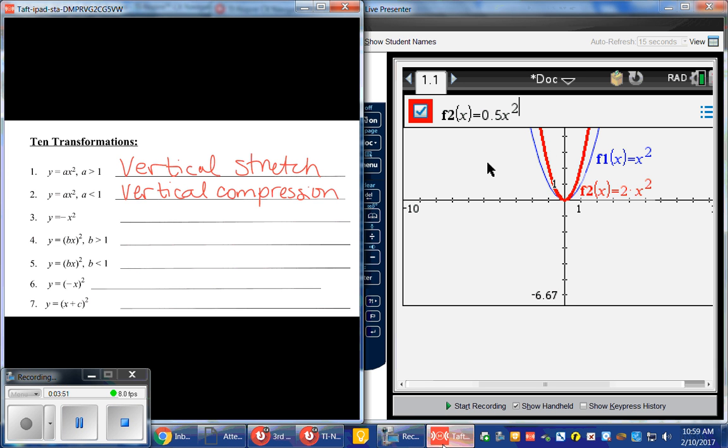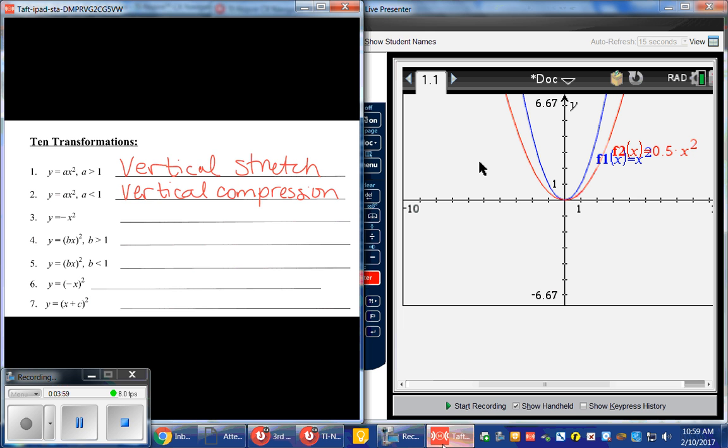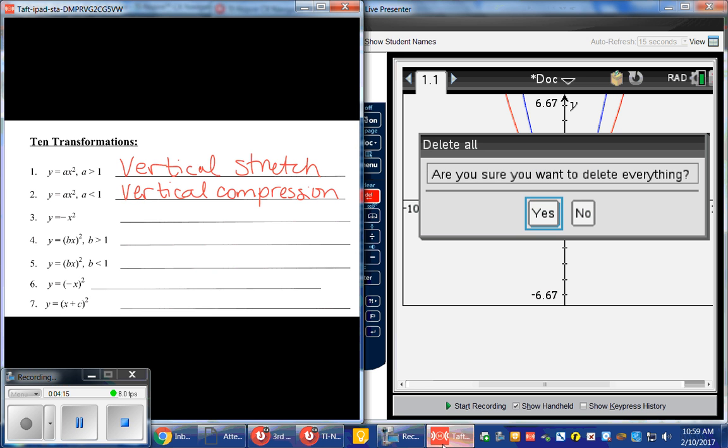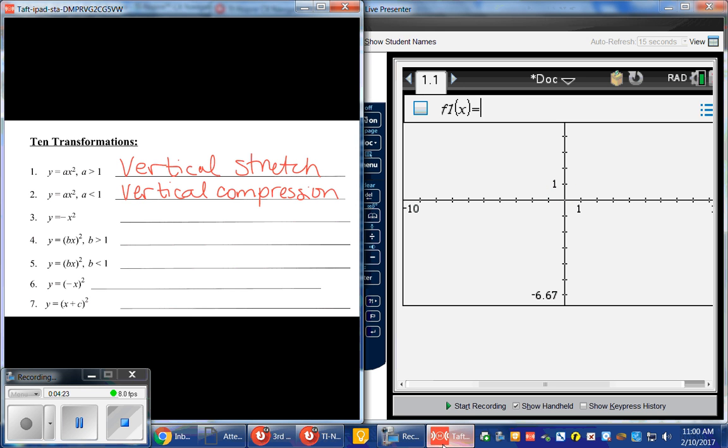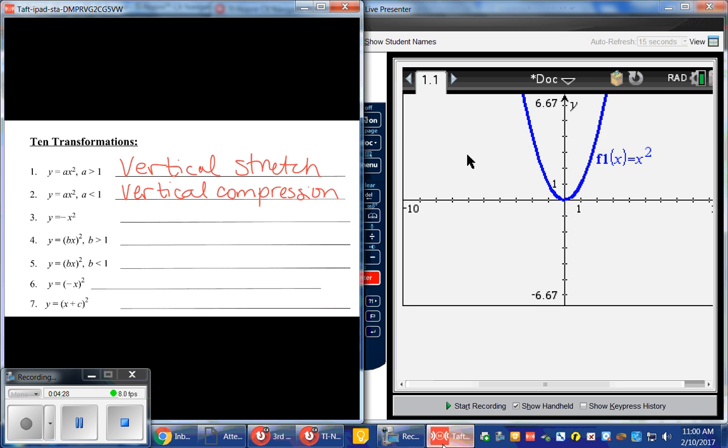All right, so I want everyone to hit enter so that you're not in the graph line anymore. And we're all going to start from the beginning. Push delete, delete, delete. Yes, delete everything. We're going to start with a fresh screen. So I want everyone to push tab. We're going to start again with that parent function, x squared.